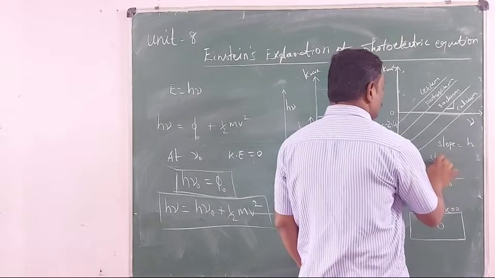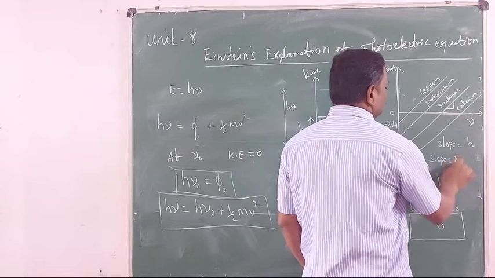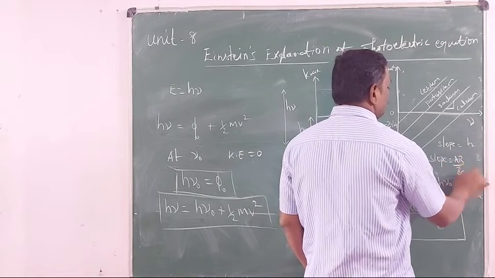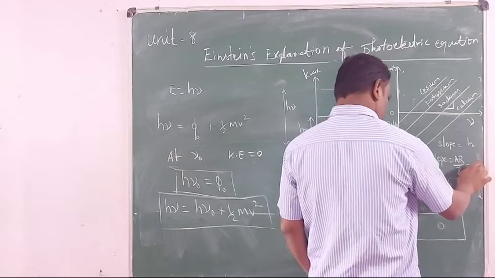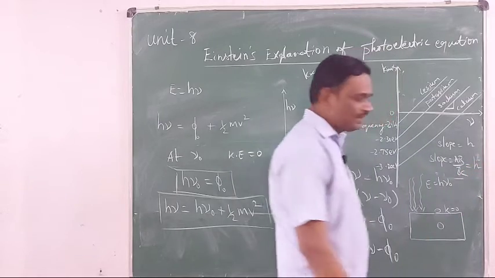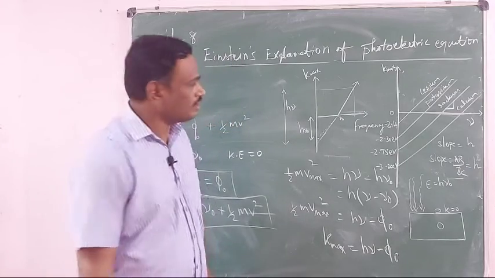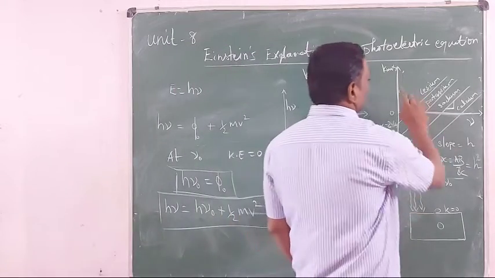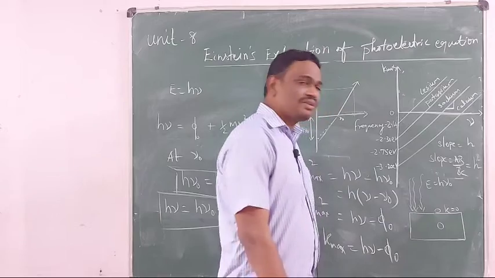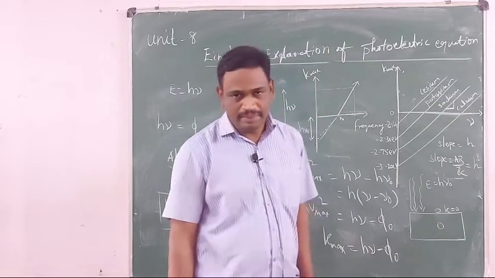For example, slope is equal to AB by BC. This value is equal to the Planck constant. The value of the Planck constant is 6.626 × 10 power minus 34 joule second. So the Planck constant is independent of the material.